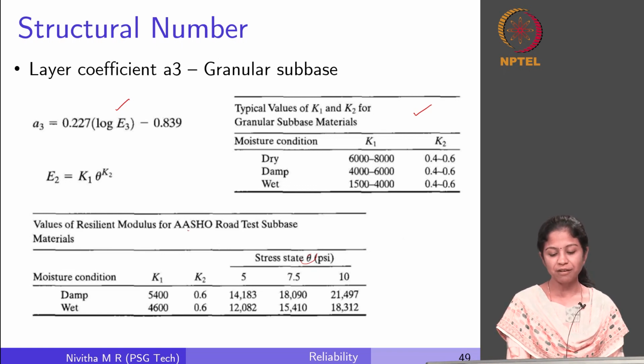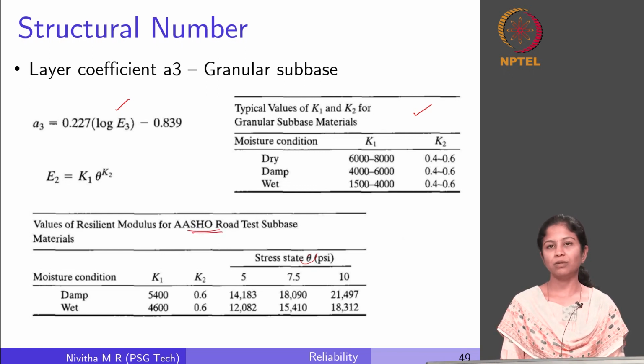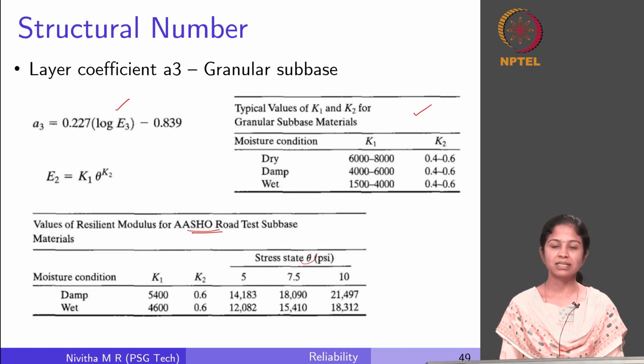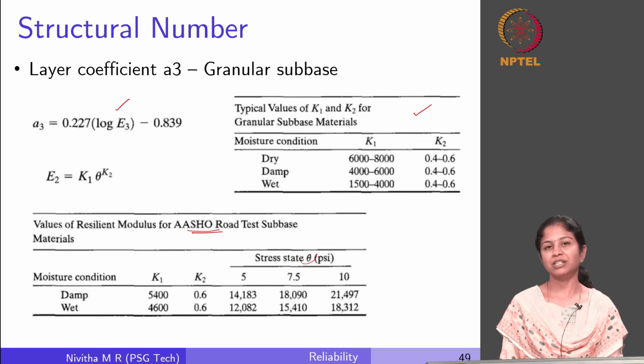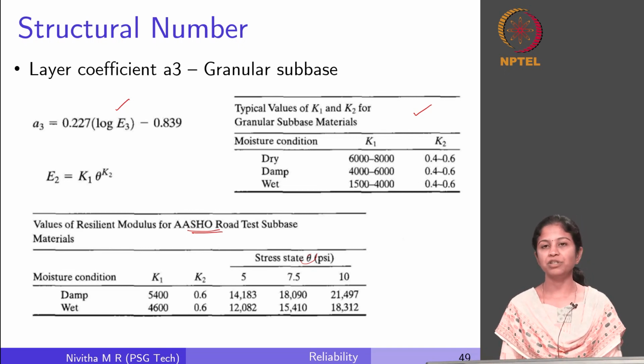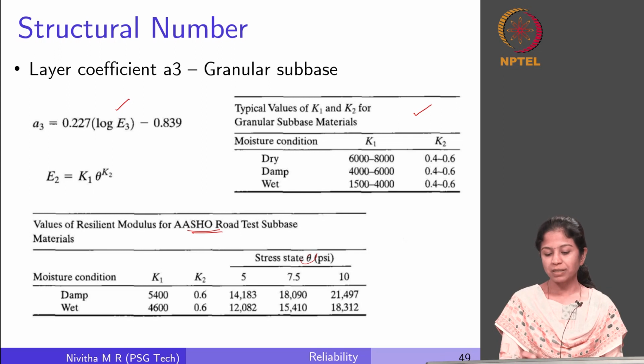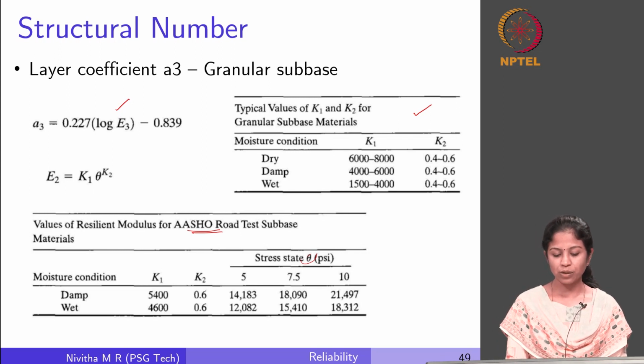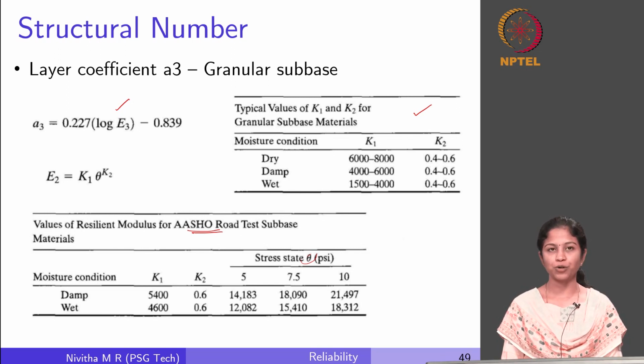This is specifically from the AASHTO road test. So, there was an AASHTO road test which was conducted on a particular test section. Based on the observations from those test sections, all the empirical parameters in the AASHTO 1993 design procedure have been arrived at. So, these are the values of K1, K2 obtained from that particular AASHTO road test.